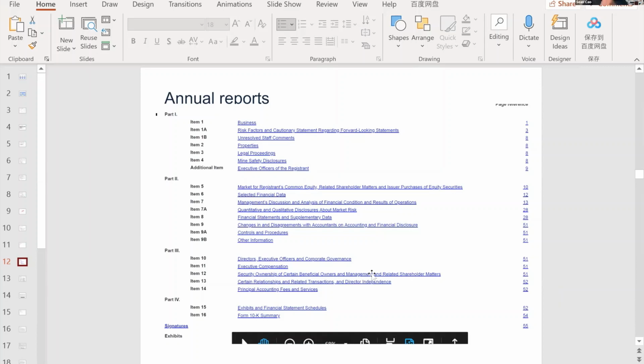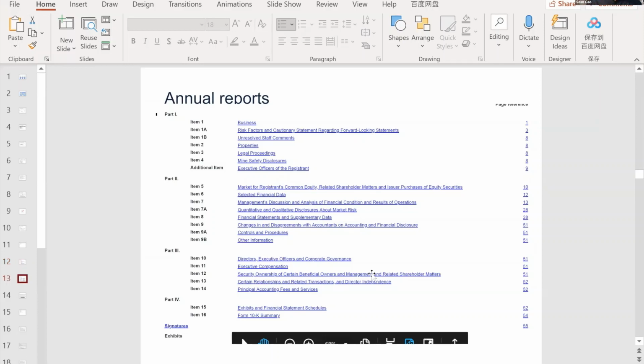So this is the structure of the 10-K. You need to look at it, and we'll go over some of the sections. We'll go over item 1, item 1A, and item 7. For the rest of the sections, you can dig into that on your own.